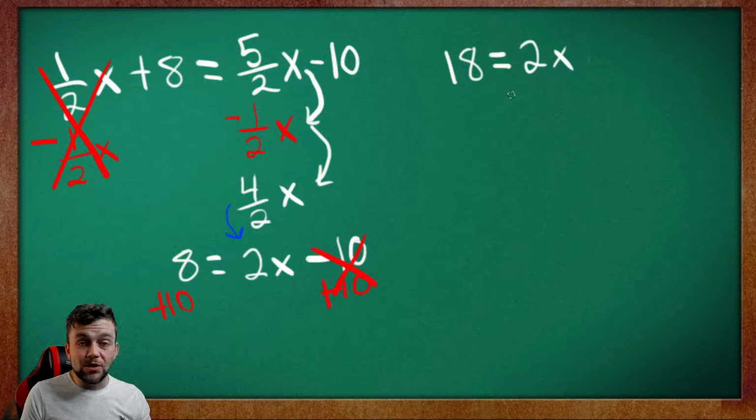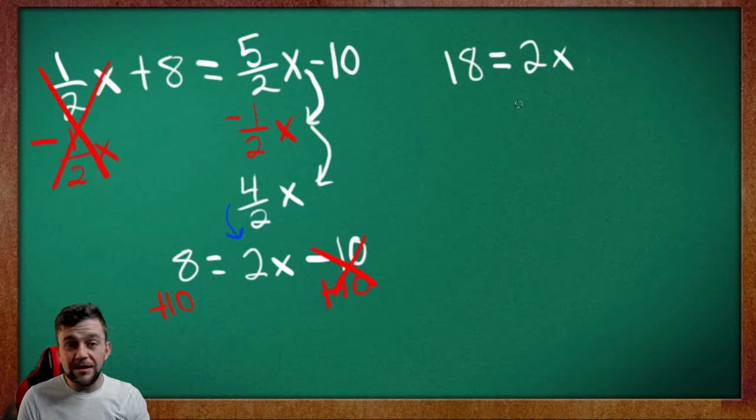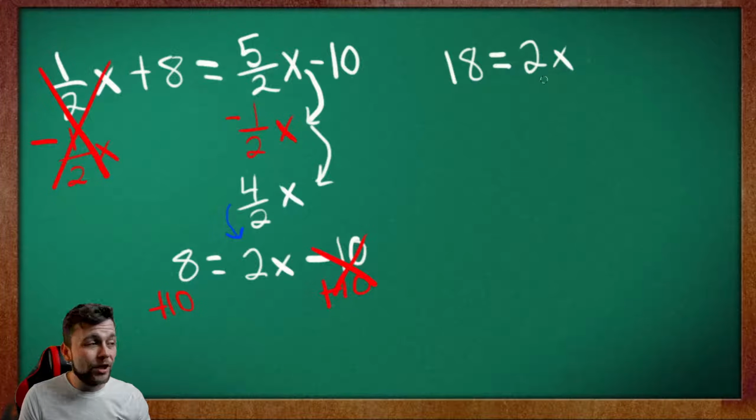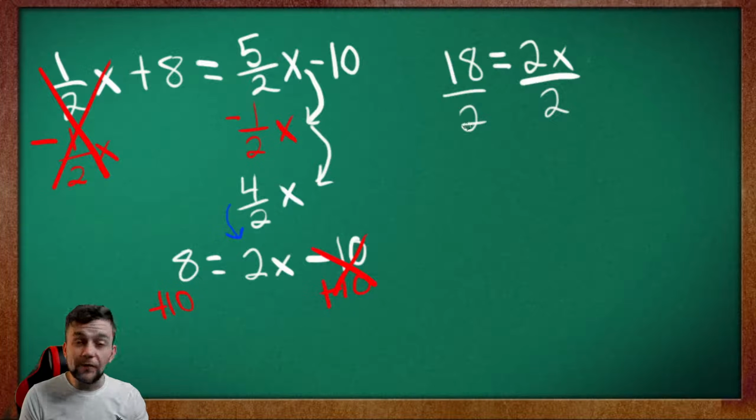So 18 equals 2x. How do we get rid of that coefficient, or how do we isolate this variable? The inverse operation, you divide both sides by 2. Because you have to maintain the equality over the equal sign. Whatever you do to one side, you must do to the other.